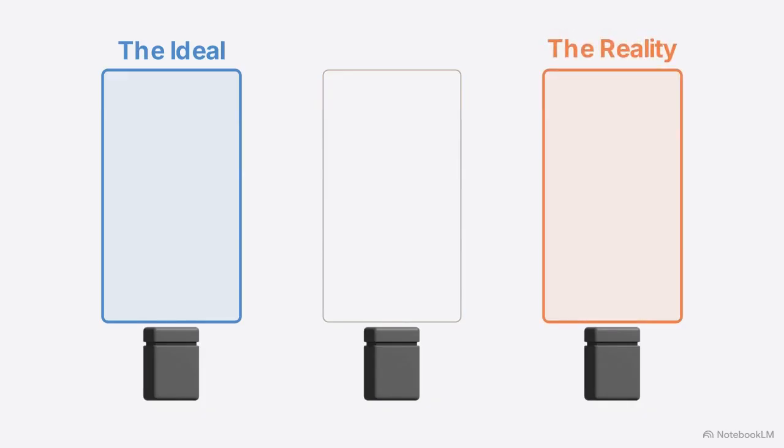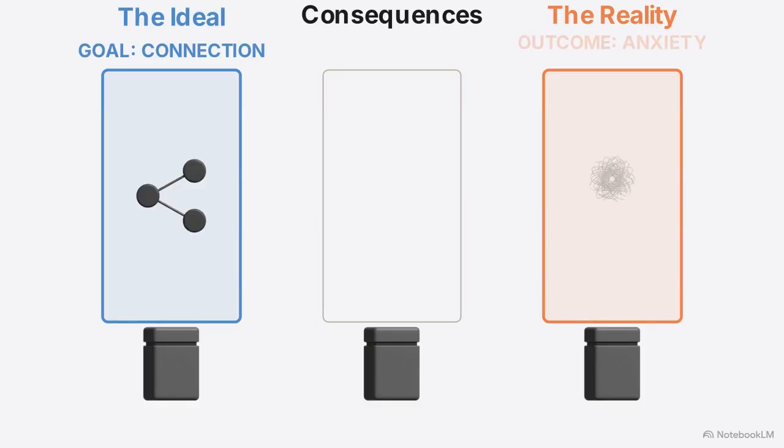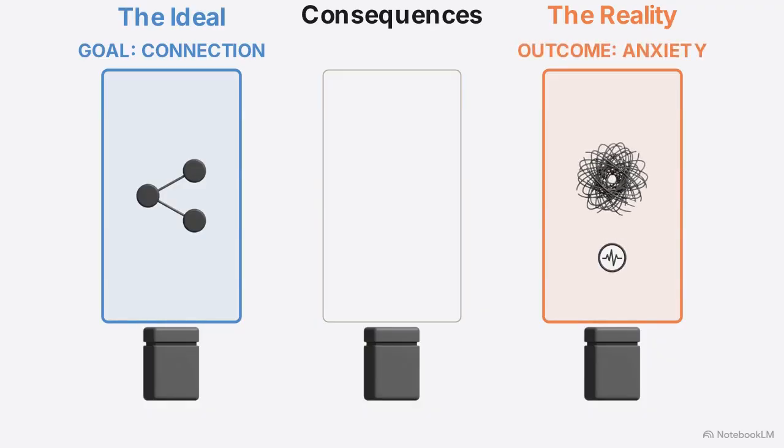This diagram breaks the concept down into a three-part matrix. On the left, we establish the ideal. On the right, we define the reality. The empty space between them represents the specific consequences we need to address. By mapping our social media example onto the structure, the abstract feelings become concrete. The ideal pillar holds the goal of connection. The reality pillar holds the outcome of anxiety. And the gap between them holds the measurable consequence, like a downward trend in student grades.